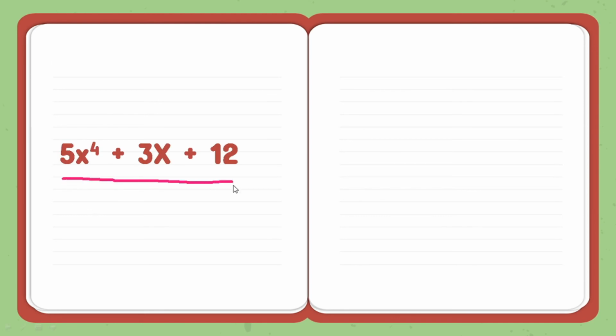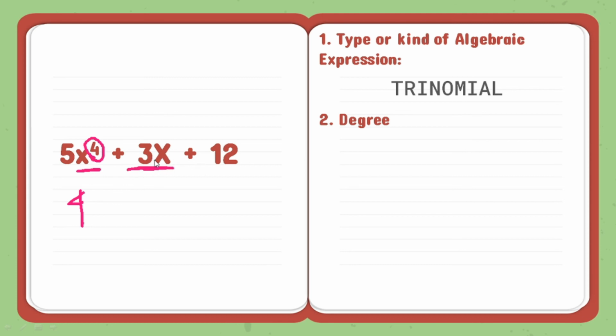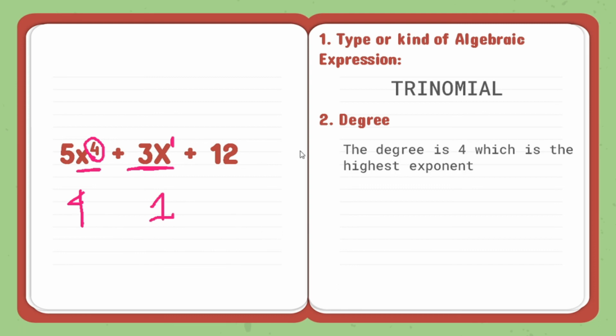Let's have this 5x raised to 4 plus 3x plus 12. So, unang tanong ay, what type or kind of algebraic expression ito? Ilang term meron tayo? We have 1, 2, and 3 terms. So, this is what we call trinomial. Next is, anong degree? Sabi natin, ang degree is the highest exponent daw. So, dito meron tayong exponent na 4. And then dito naman, ang exponent ng variable ay wala, so meron siyang automatic na 1 dyan. So, we have the highest exponent is 4. So, the degree is 4.